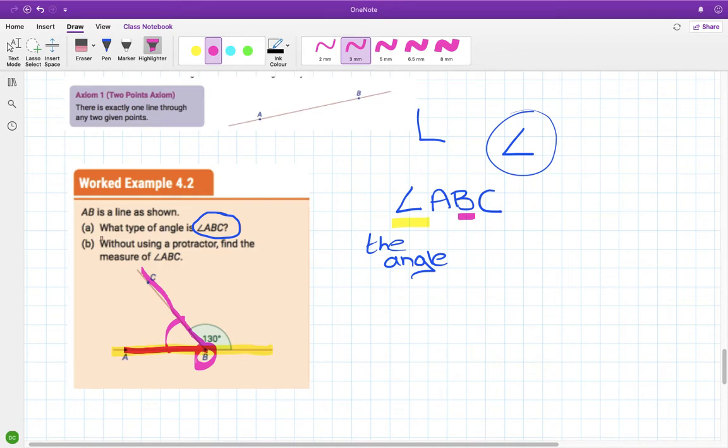Okay, so they're asking us what type of angle that is. So if you look at that angle there, based on what we learned, which class was that? It was a Friday. That is an acute angle. It is an angle that's bigger than 0 and less than 90. And without using a protractor, find the measure of that angle.